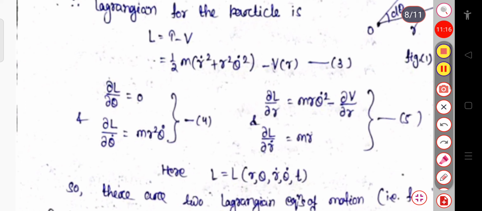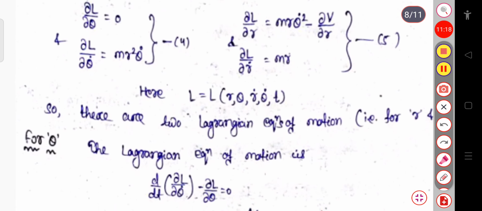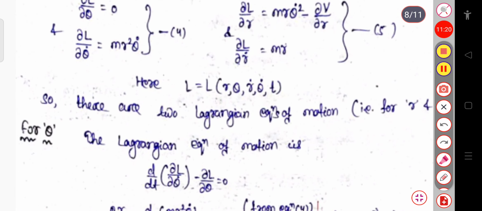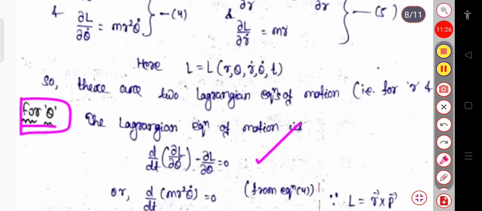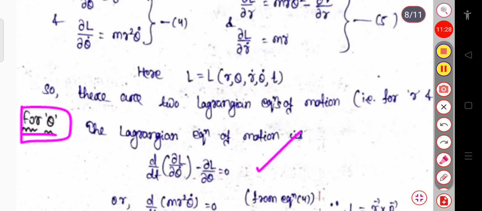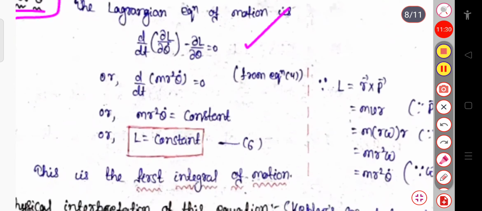Now if I substitute these values, let us first substitute for the θ value. That is, for θ, if I calculate the Lagrangian equation of motion, it is this much. So ∂L/∂θ is 0. We will only substitute m r² θ̇. So d/dt of m r² θ̇ equals 0.